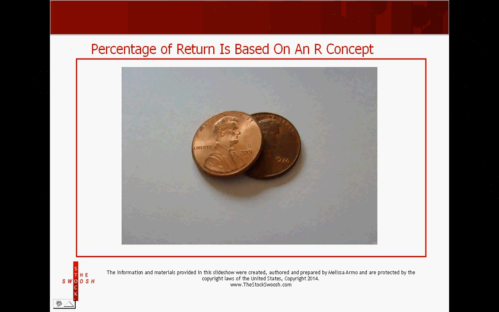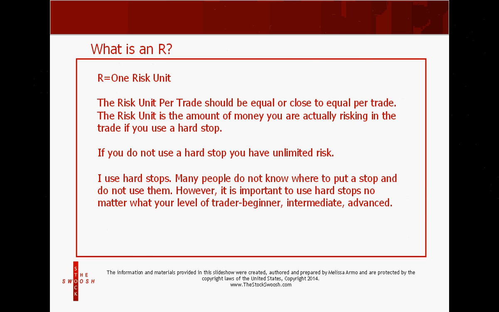So percentage of return is based on an R concept. As I was showing you, it's one risk unit. Now, Patty was saying, how do you make 20 grand a month? Risk around $500. $400 or $500 is good. $1,000 is what I'm risking, and sometimes more. You'll make more than that. The risk unit per trade should be equal or close to equal per trade.